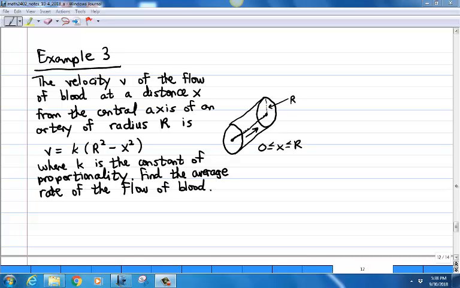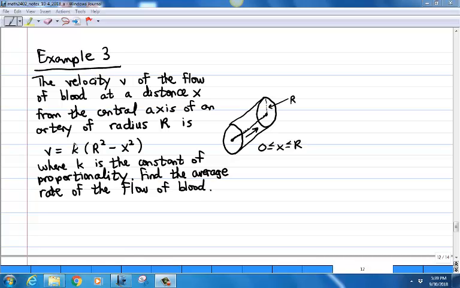In this example, we're going to take a look at an application of our formula for average value of a function over an interval. Here we're given this model from biology that tells us that the velocity, which we're going to call v, of the flow of blood through an artery at distance x from the center of the artery, and if the artery has a radius capital R, that velocity is given by this formula.